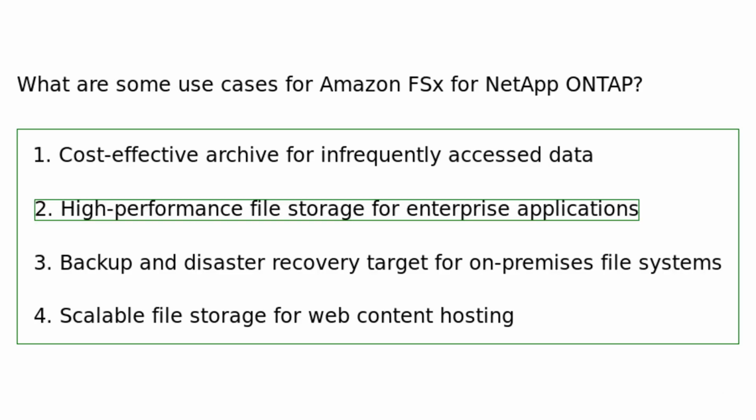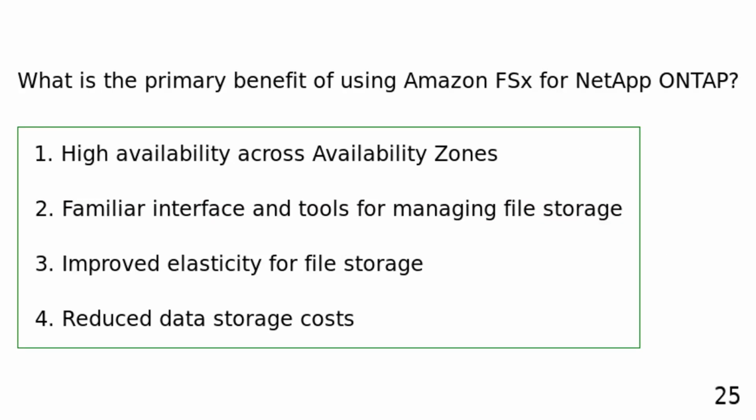Amazon FSx for NetApp ONTAP caters to various use cases, including high-performance file storage for demanding applications, scalable file storage for web content management, and migration of existing NetApp workloads to AWS. What is the primary benefit of using Amazon FSx for NetApp ONTAP? High availability across availability zones. Familiar interface and tools for managing file storage. Improved elasticity for file storage. Reduced data storage costs.